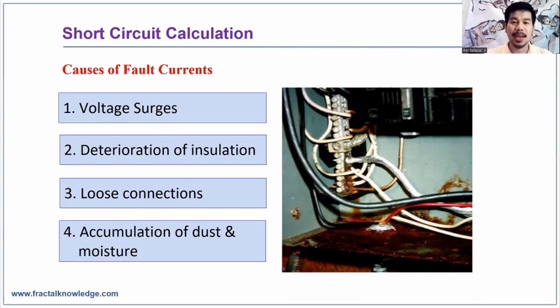Dust and moisture can accumulate on the surface of an electrical component and inside electrical equipment, such as switchboards and panel boxes. If the dust and moisture are not removed, they can conduct electricity and create a path for electrical current to flow. This can cause a short circuit, as the current may bypass the intended path through the circuit and flow through the dust and moisture instead.